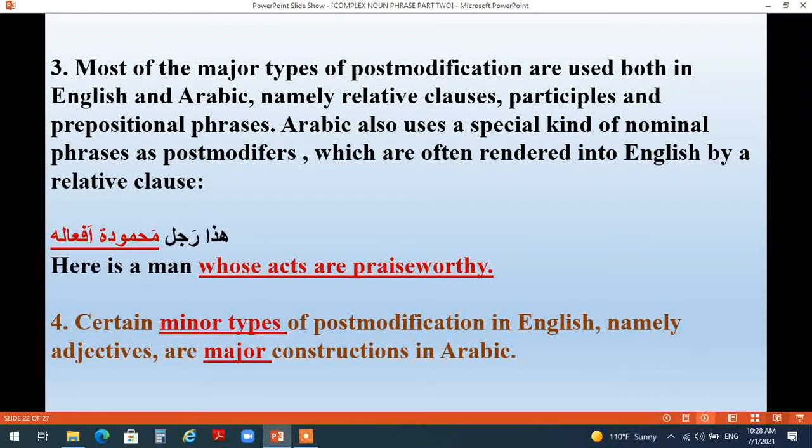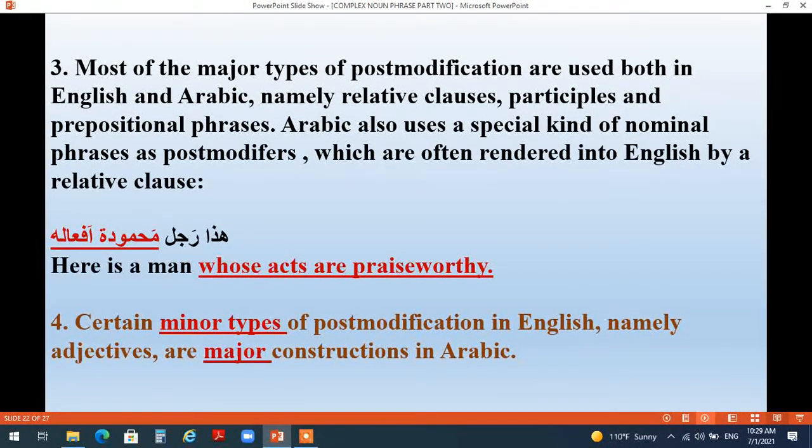Arabic also uses a special kind of nominal phrases as post modifiers, which are often rendered into English by a relative clause. فضلا عن هذه الأنواع الرئيسية الثلاثة، هنالك نوع آخر يستخدم في اللغة العربية اللي نسميه nominal clauses أو noun clauses as post modifiers. هذا بالحقيقة غير موجود في اللغة الإنجليزية، فإذا أردنا أن نترجمه إلى اللغة الإنجليزية فالأفضل أن يترجم باستخدام relative clauses in English. For example، هذا رجل محمودة أفعاله.